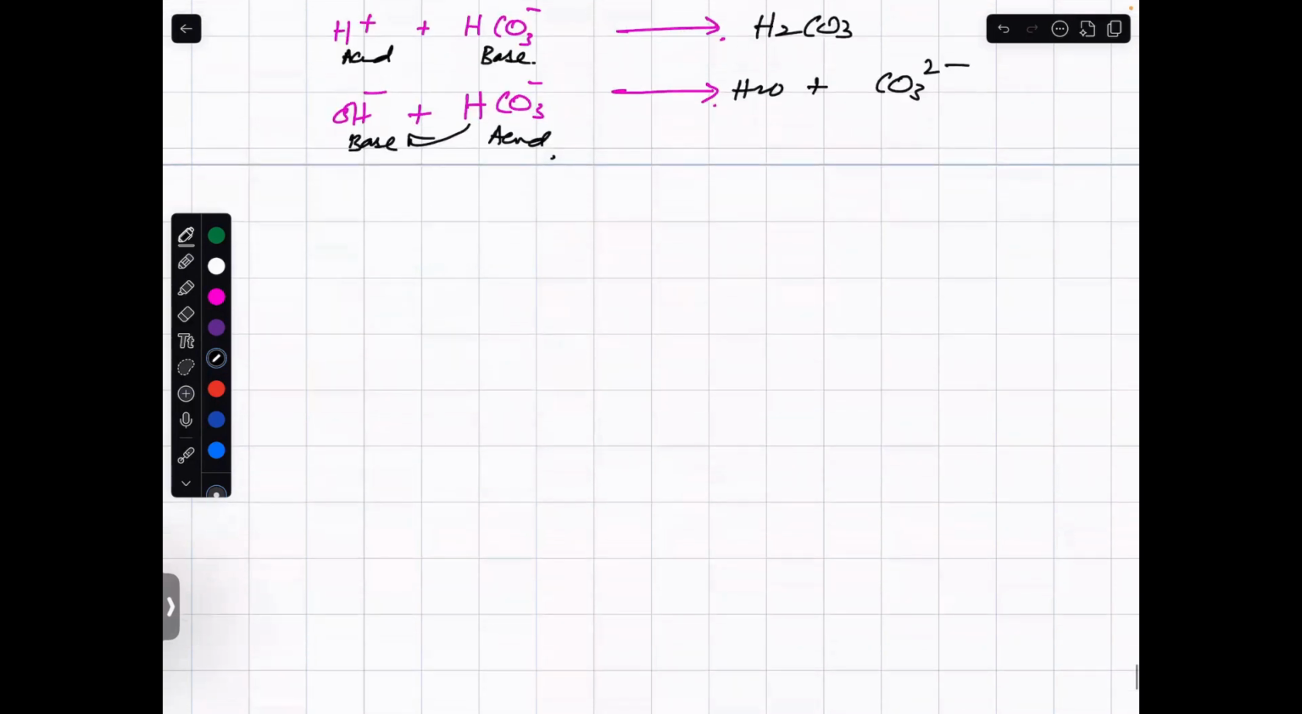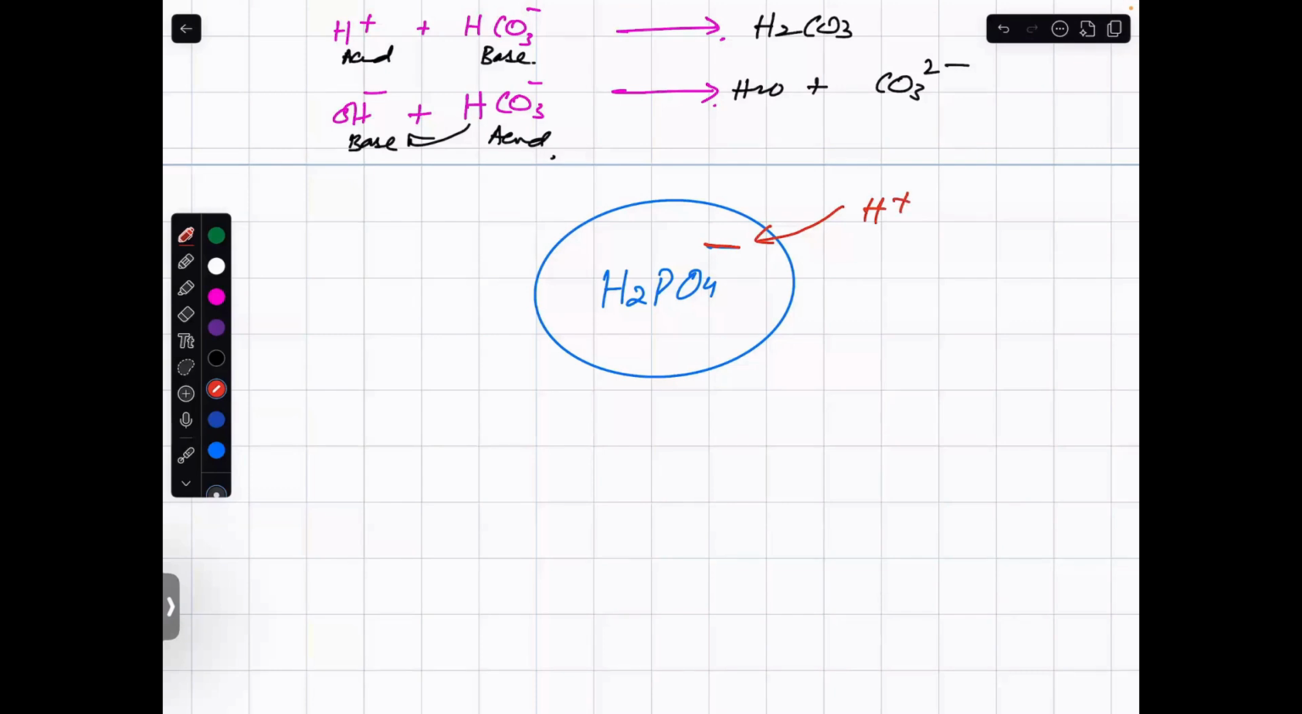So if I ask you that if there is H2PO4 negative, do you think it's an amphoteric thing too? Think. Yes. Why? Because of the negative sign, it can accept H plus. And since it is having hydrogen, it can donate to OH. So if there is H plus with H2PO4, sorry.